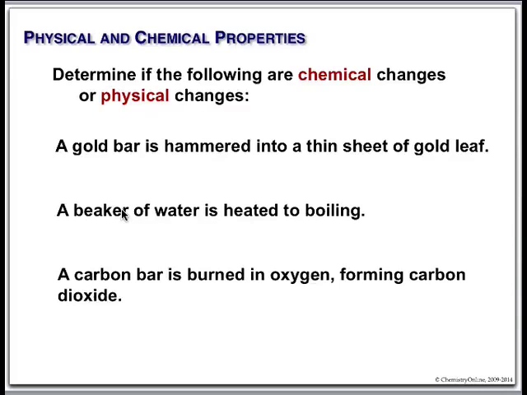This is a simple physical change. If we heat water to boiling, we're going from the liquid phase to the gas phase, but it is still water. And finally, if we go home tonight and we barbecue, we take carbon, heat it up, we get carbon dioxide. That's a chemical change.